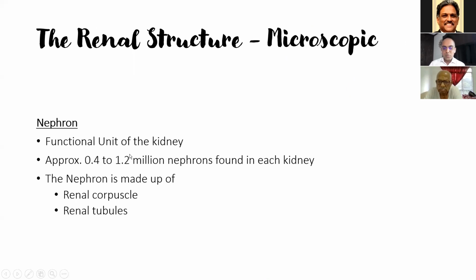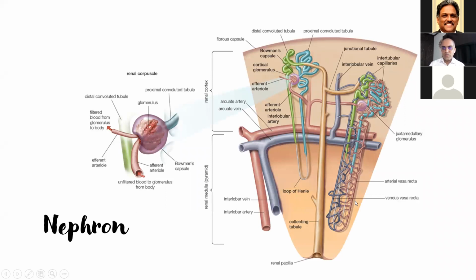Coming to the microscopic structure of the kidney, the microscopic structure mainly involves the nephrons. The nephron is the functional unit of the kidney. Around 400,000 to 1.2 million nephrons are found in each kidney. The nephron is made up of renal corpuscles and renal tubules. This is a wedge portion of the kidney. This is the outer capsule, and this is the renal papilla.